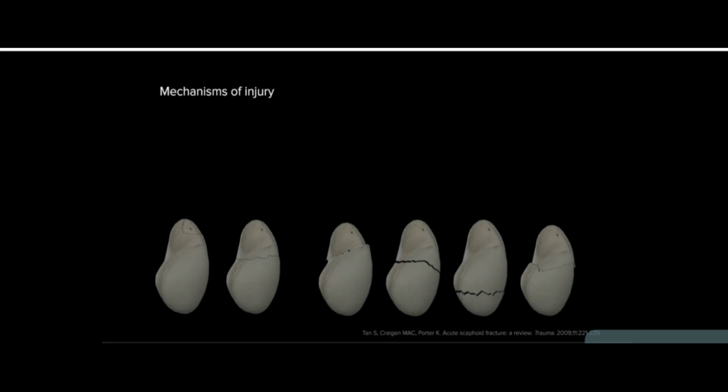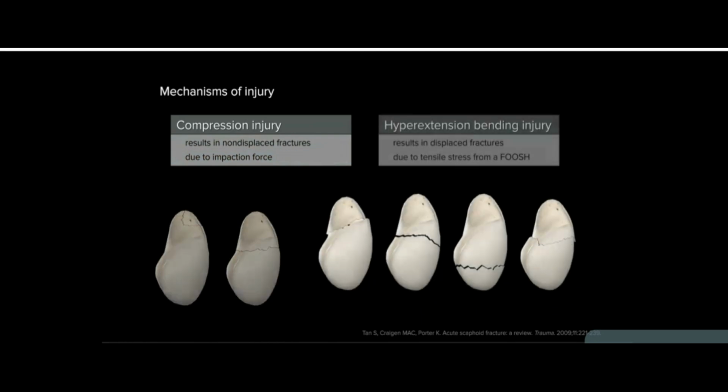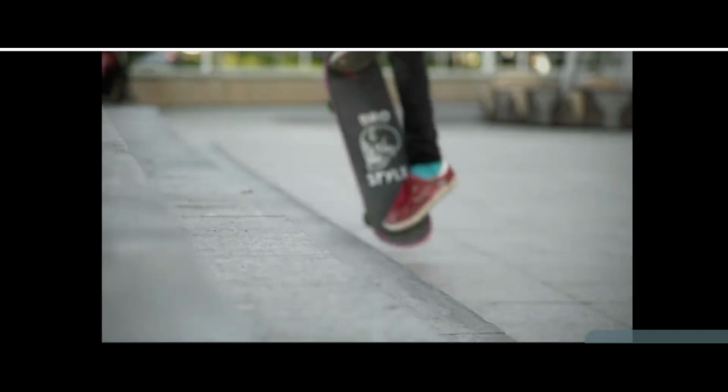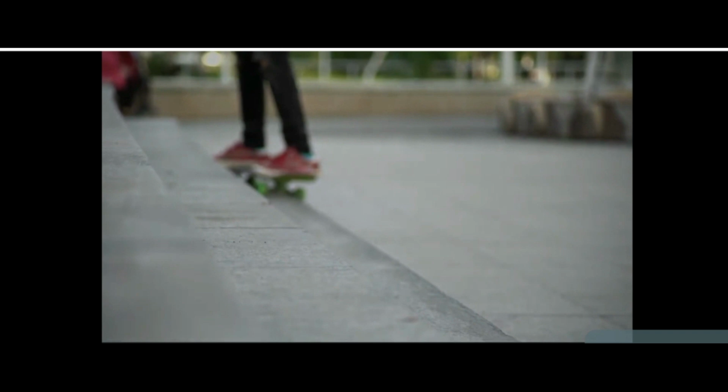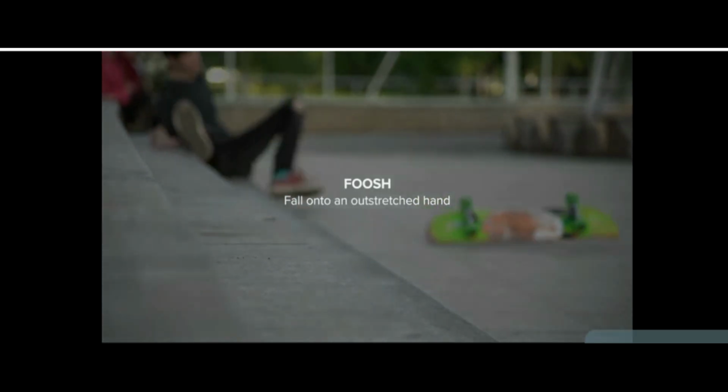There are two main mechanisms of scaphoid injury. Compression injury usually results in non-displaced fractures originating from a longitudinal impaction force, and hyperextension bending injury results in displaced fractures originating from a tensile stress from a fall onto an outstretched hand. The scaphoid is susceptible to fractures during a fall onto an outstretched hand, or FOOSH injury.